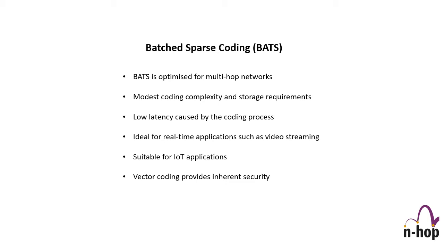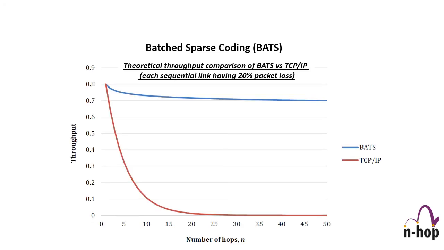Finally, and most importantly, BATS offers near-optimal throughput, both in theory and in practice. Looking first at the theory, this chart gives a comparison between TCP/IP and BATS codes when applied to multi-hop situations. In this model, each sequential link is assumed to have a packet drop of 0.2, meaning that 20% of the packets will be erased over each link.